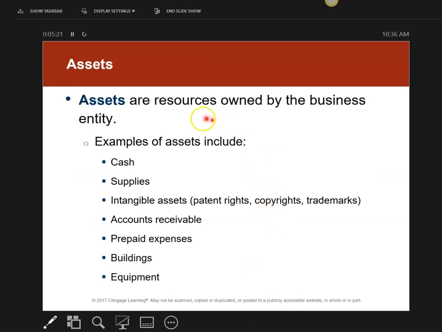Here are examples of assets. Remember, I told you in chapter 1, assets are things you own. So these are all things that you possibly could own. Cash is always number 1 on the list, always. Number 2 is always accounts receivable. Accounts receivable is when your customer owes you money. A prepaid expense is like supplies or other things, and then buildings. So assets are always things that you're owning. These are the different account names that might be used for the assets.